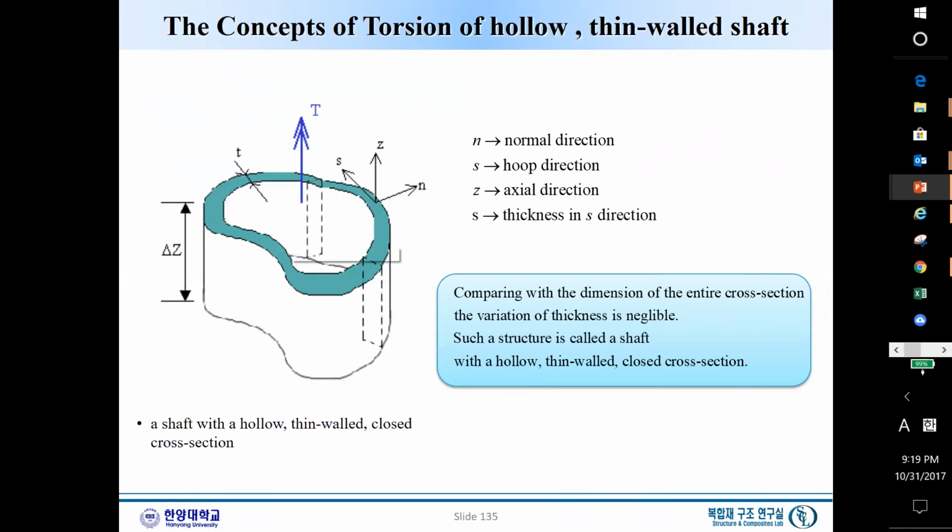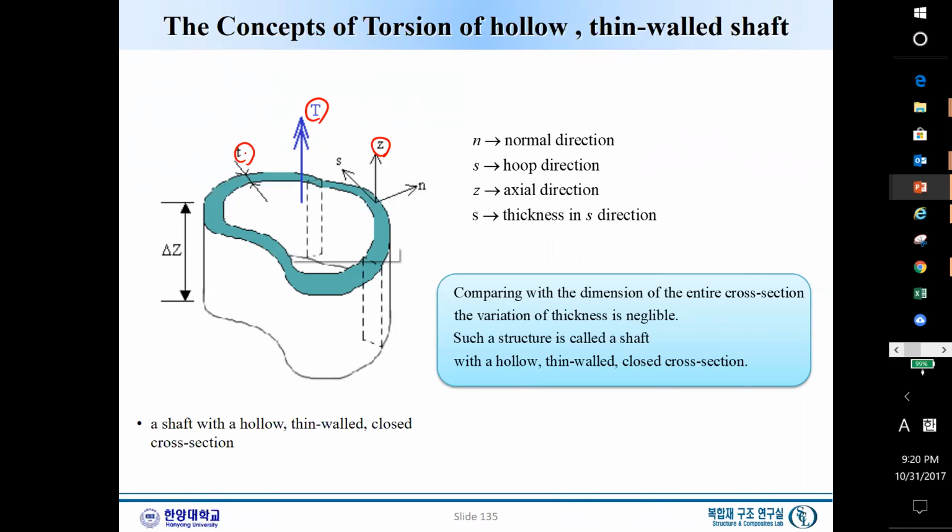To derive the torsion theory of this thin wall shaft, we first need to define a coordinate system, which is very important. There are three coordinates. First is Z. Z is the shaft axis, and in this direction we apply a torsion, and the torque is applied to this shaft. Now, this thin wall shaft is a closed one. It's not open, it's a closed thin wall, and the thickness T can vary.